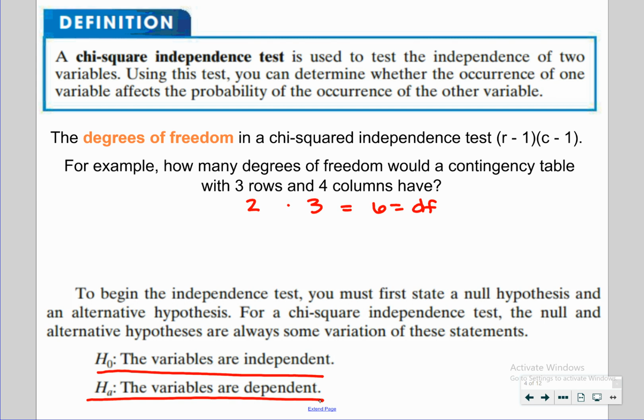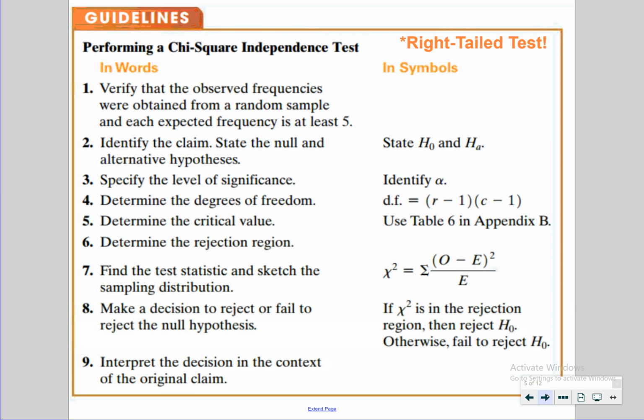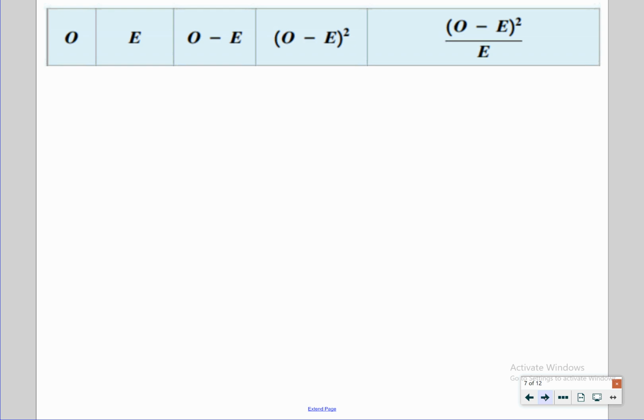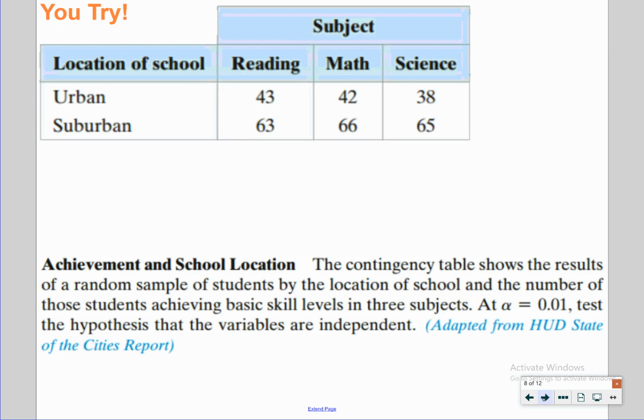All right, so let's try one. Here are the steps again if you need to refer back to them. Everything is the same as the previous lesson. Remember, it's always a right tail test, except for our claim's going to look a little bit different, how we write the null and alternative, and that degrees of freedom piece. Okay, we're going to do just one of these. So I'm going to do the one that has fewer numbers on it. So we're going to skip to the 2 at the bottom on the back of your paper there. We're going to do it together.